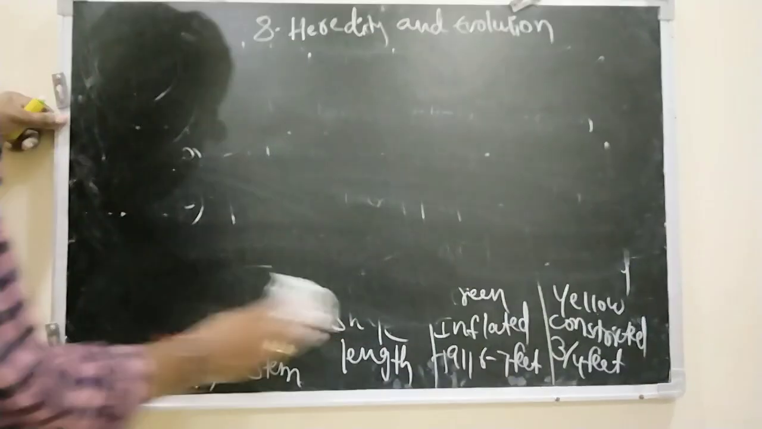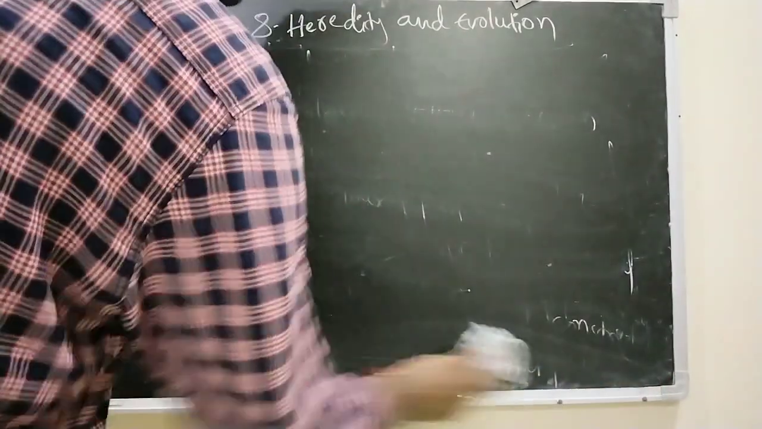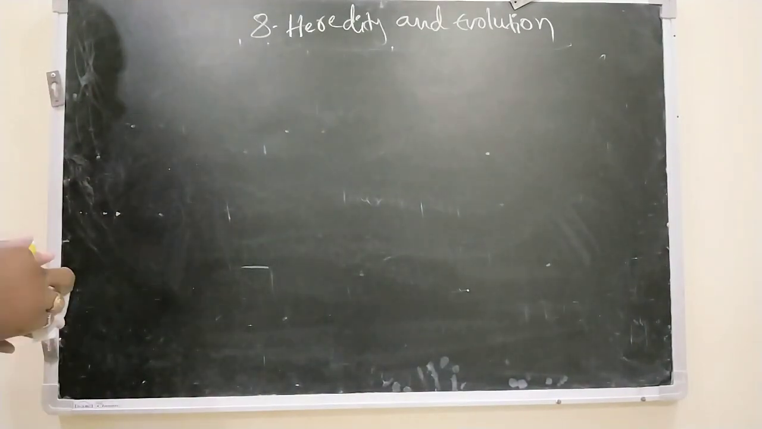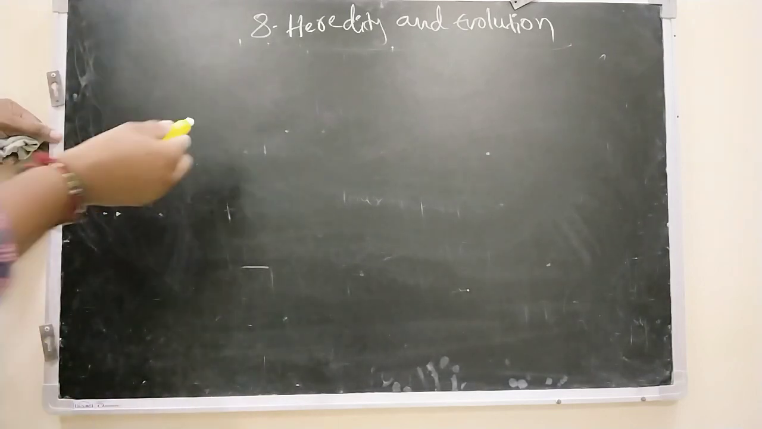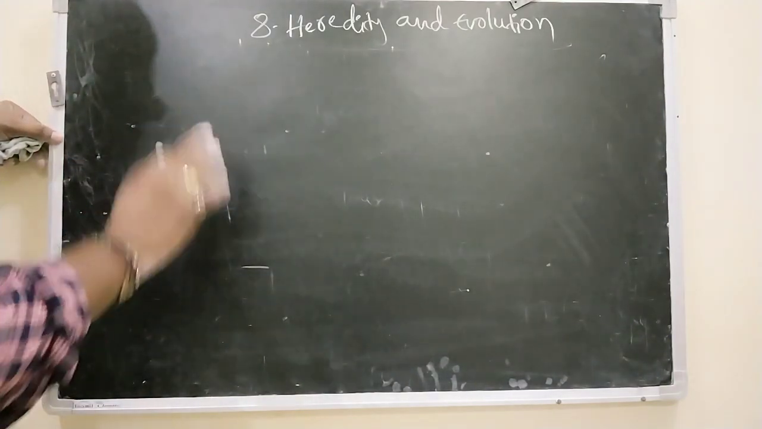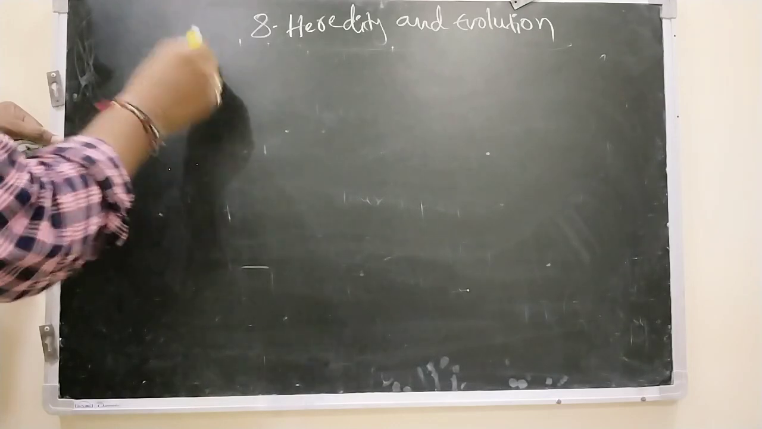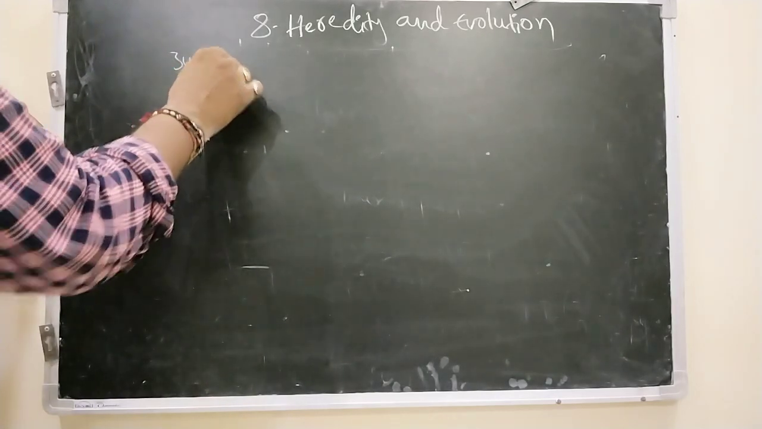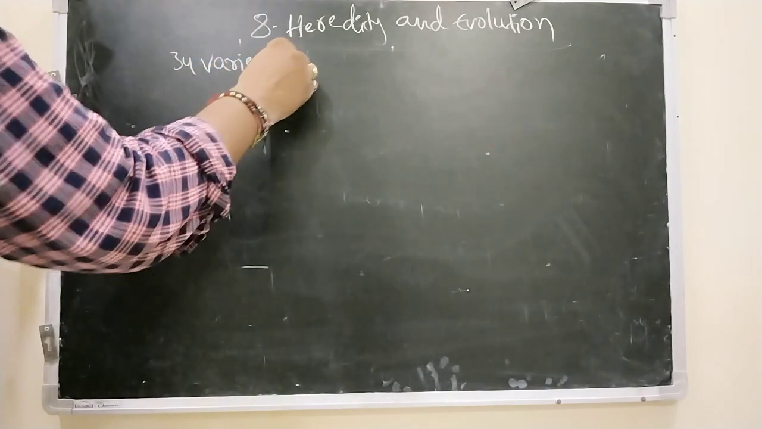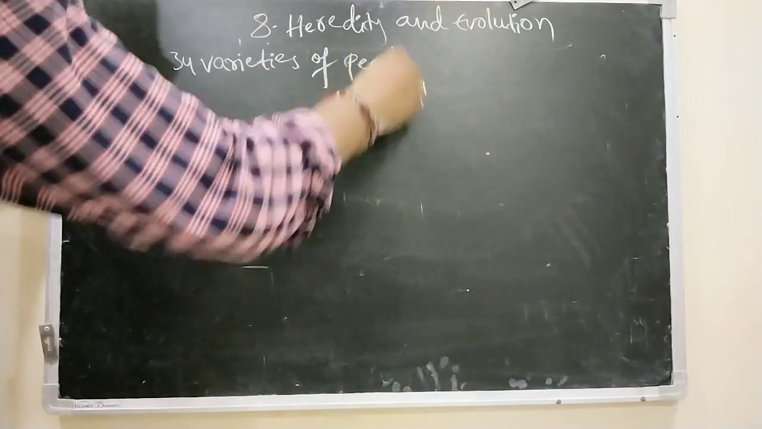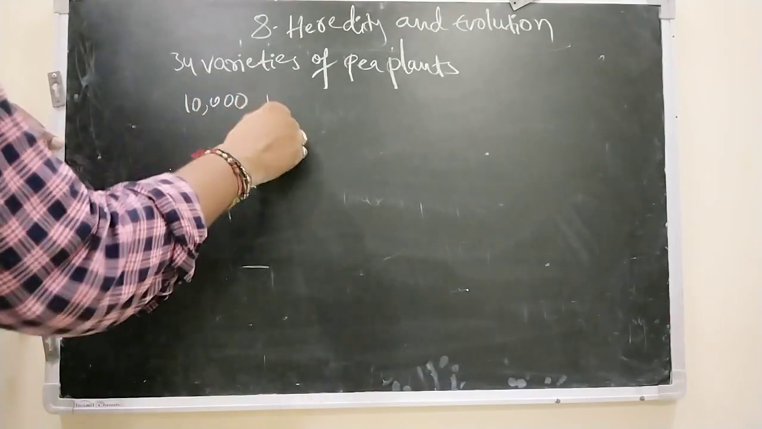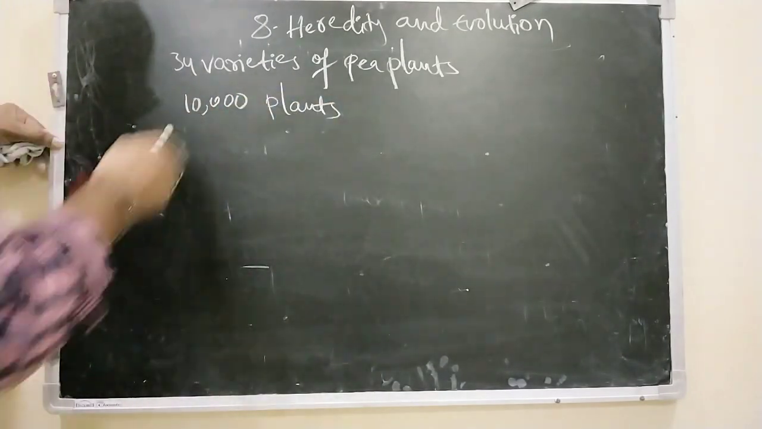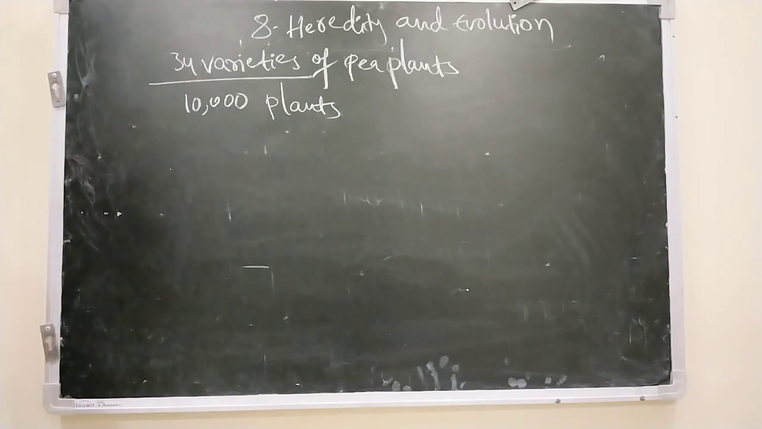So Gregor John Mendel explained genetics by taking seed color. Before entering into the experiments, first of all, he performed experiments on 34 varieties of pea plants, and on 10,000 pea plants belonging to those 34 varieties.